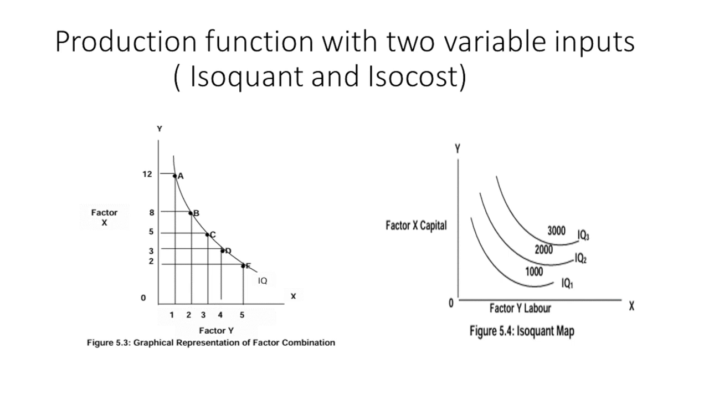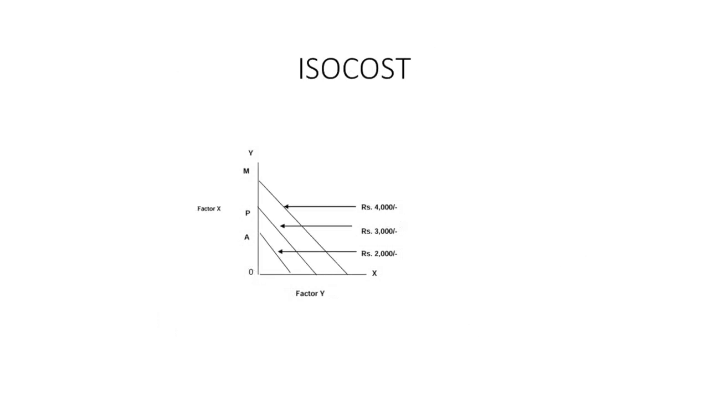Now, on the other hand, the isocost line. What is the isocost line? It indicates the different combinations of the two inputs which the firm can purchase at a given price with a given outlay. Each isocost line shows the various combinations of two factor inputs which can be purchased with a given amount of money. The isocost line shows the total expenditure of the producer and the prices of factors of production.